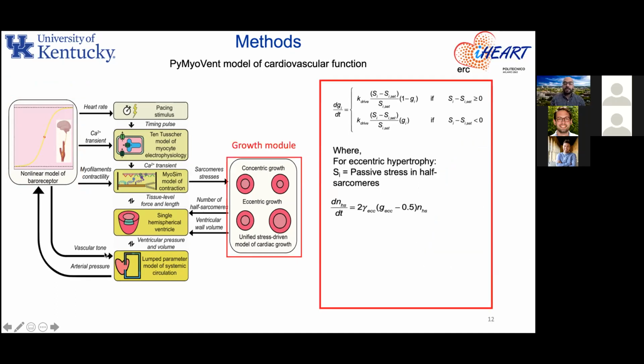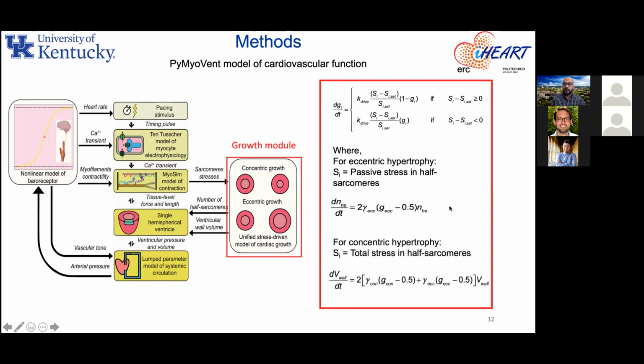In this next module, which is a unified stress-driven model of cardiac growth, based on the implemented growth law, the growth signal was being derived based on the deviation between the mechanical stimulus from its homeostatic level. So for eccentric hypertrophy, we assume the passive stress in half sarcomeres drives the eccentric growth law, which essentially regulates the serial number of half sarcomeres around the circumference of the ventricle.